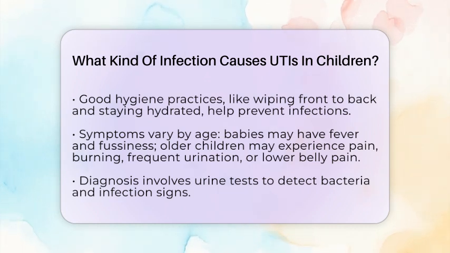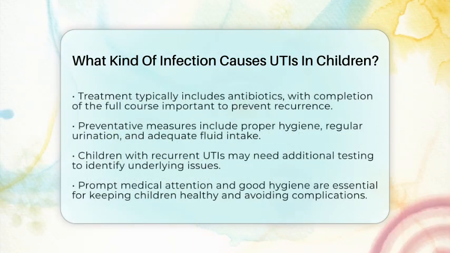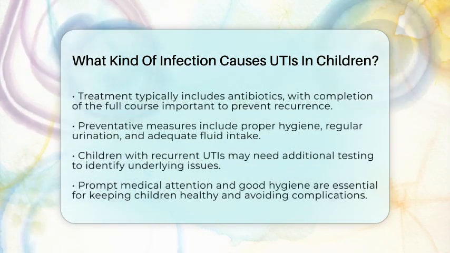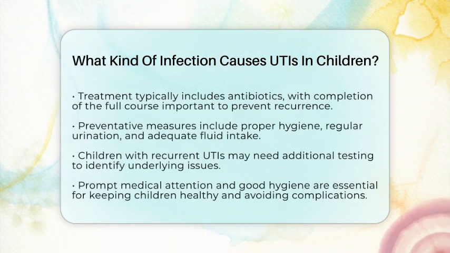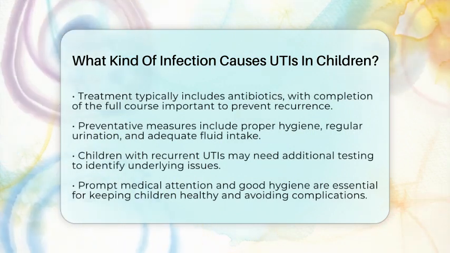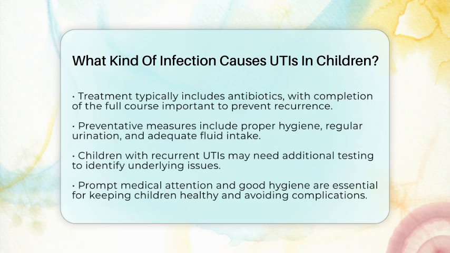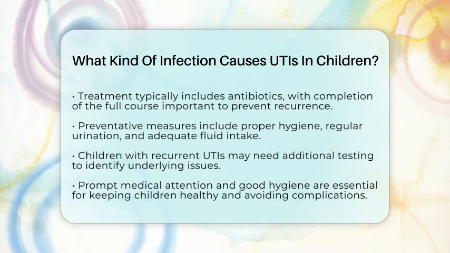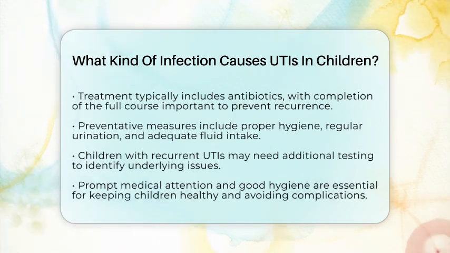Diagnosing a UTI involves a simple urine test to find bacteria and check for signs of infection. Treatment usually involves antibiotics, which are chosen based on the bacteria identified and local resistance patterns. It is very important to finish the entire course of antibiotics to make sure the infection is fully gone and to prevent complications. Preventing UTIs in children involves good hygiene habits, such as wiping properly, encouraging children to urinate regularly, and making sure they drink enough fluids.